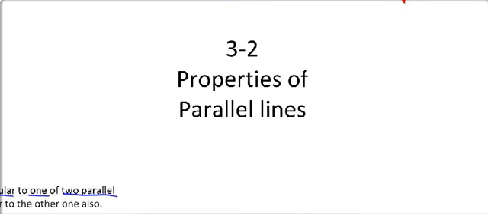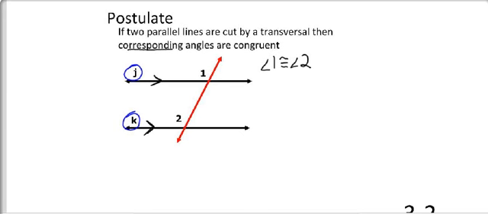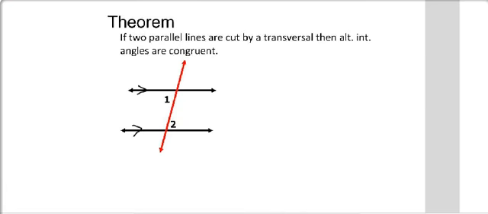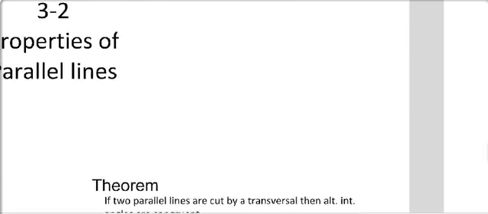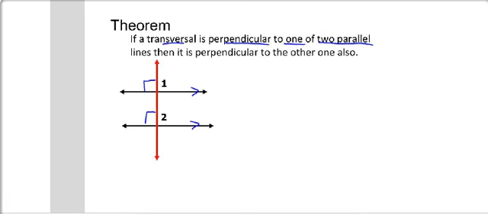Okay, we went on to properties of parallel lines. Now all those things with the two lines and the transversal, they took on kind of a new meaning. When those two lines are parallel, then corresponding angles are congruent, and alternate interior angles are congruent, and same side interior angles are supplementary. And then if you've got one perpendicular line, then the other is perpendicular. Kind of the same thing as corresponding.